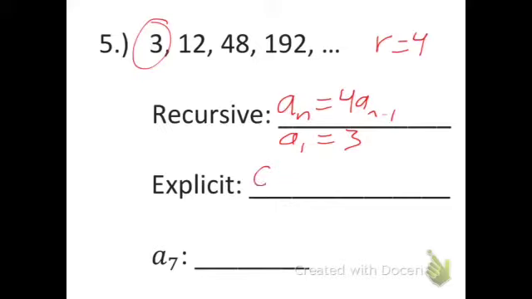Now we can get our explicit one as well, and I'm just going to use sequence notation for this one. I do a sub n equals initial value times common ratio to the n minus 1 power. And there you go, there's your explicit function. You now need to plug in 7 in for n in your explicit function to get the 7th term. And so when we do that, 7 minus 1 gives you 6, so we got to do 4 to the 6th power, which is 4096 times it by 3, and you're going to get 12,288.